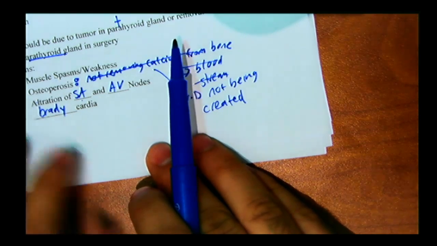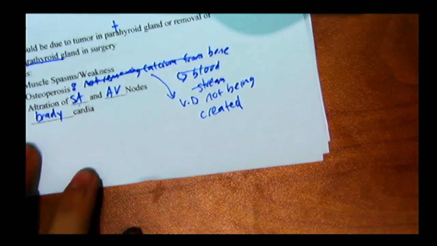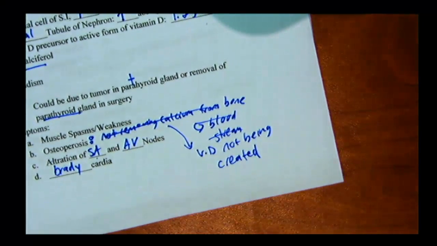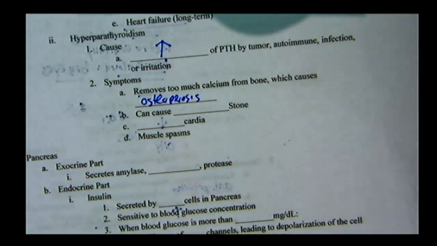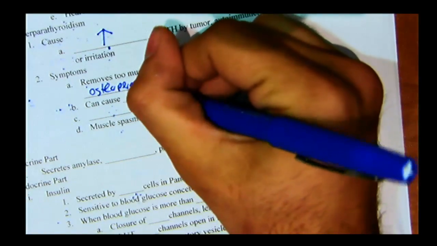Okay. So it can cause which stone? Kidney stone. Probably other stones, but mainly kidney stone. It causes which cardia? Tachycardia, and it also causes muscle spasms. So now we're at the pancreas, which is the exocrine part. Secretes amylase. What else? Lipase, protease, and bicarbonate. Yeah, forgot about that one.